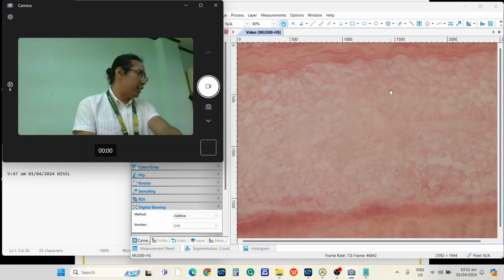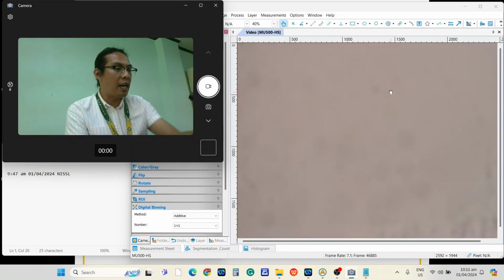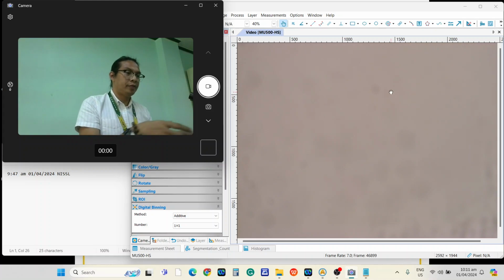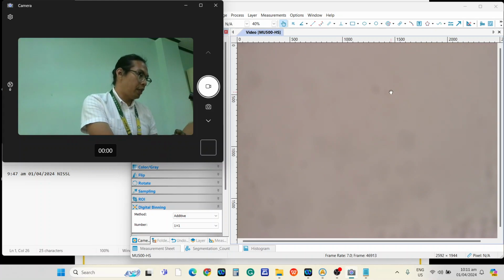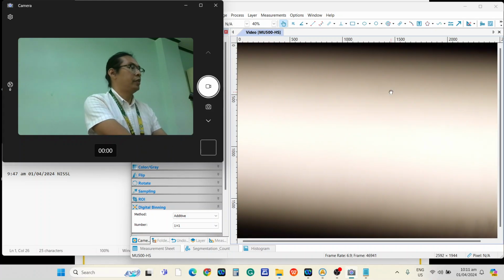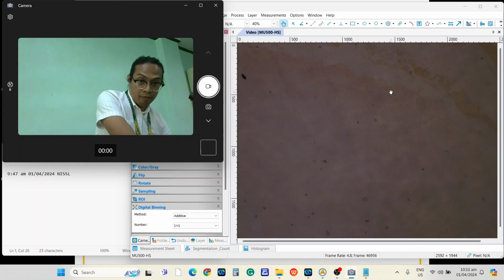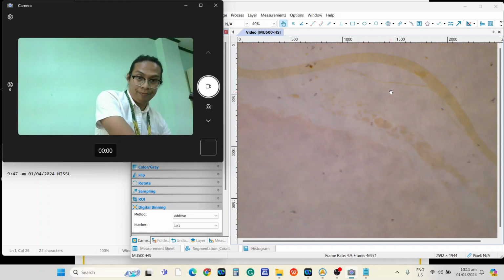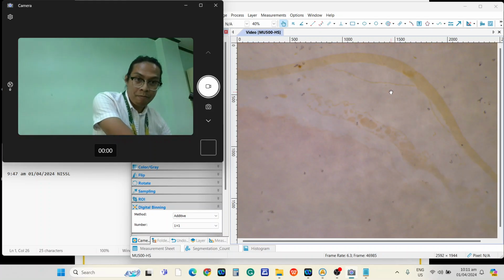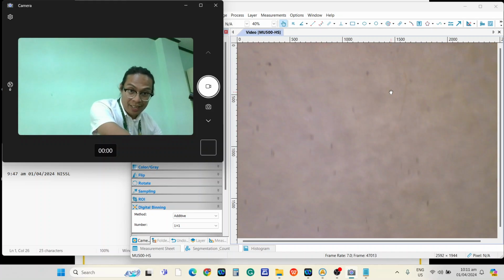Starting off with the central nervous system. In the central nervous system, pag-usapan muna natin ang kanyang cover. The covering of the central nervous system, that is, of course, the meninges.